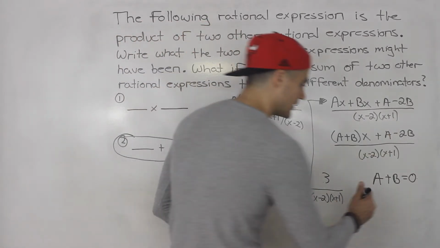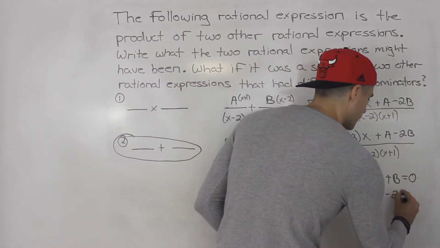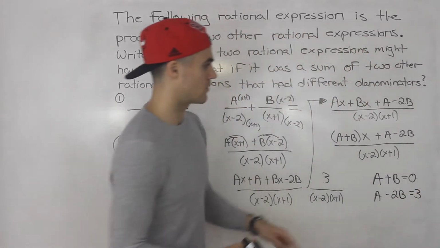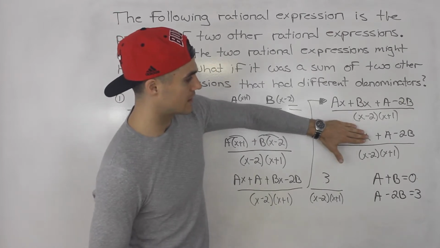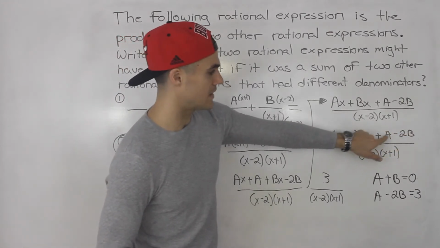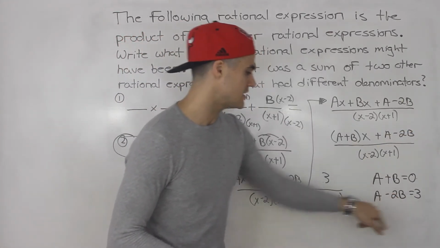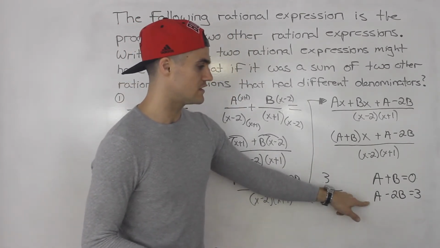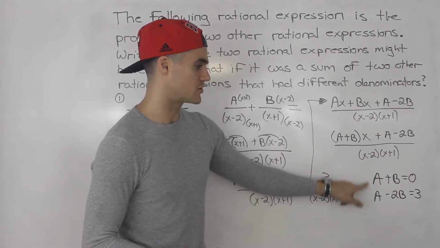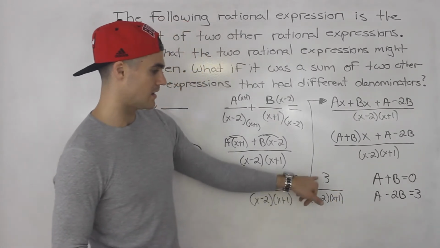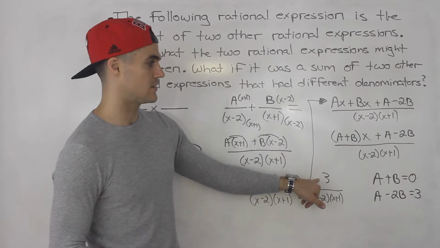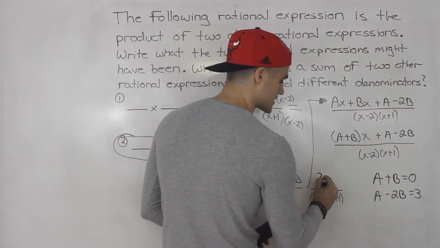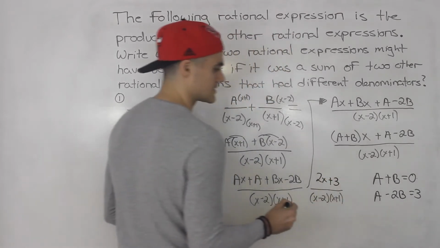And then a minus 2b has to equal 3. The remaining expressions are just constants. A minus 2b has to equal 3, what we're trying to get to. And if both of these are satisfied, then we're going to end up with a 3 in the numerator. Now, what if we were trying to get to, let's say, 2x plus 3 instead?